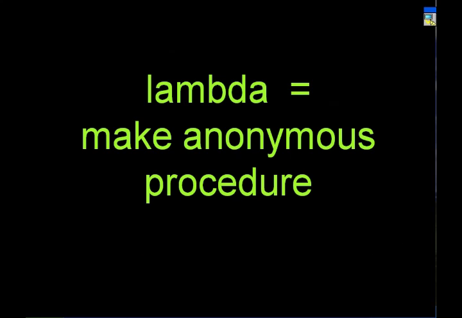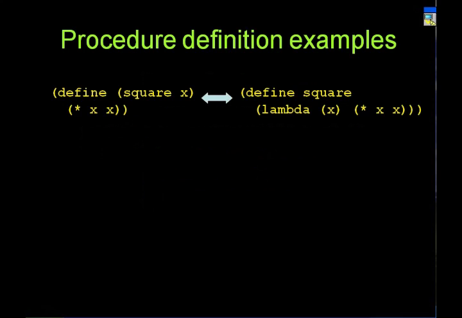Now let's take a look at it. The idea here is that lambda means to make an anonymous procedure. So for example, if you type in define square x, star x x, what you are really doing under the hood is defining square to be lambda x, star x x.